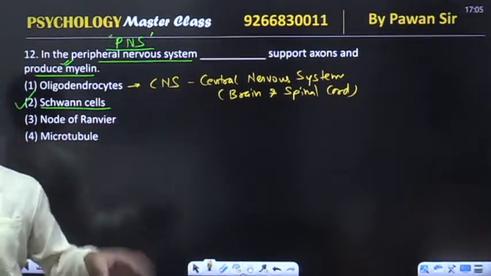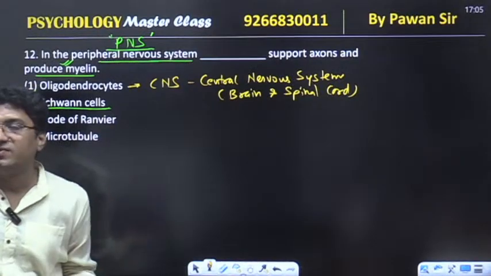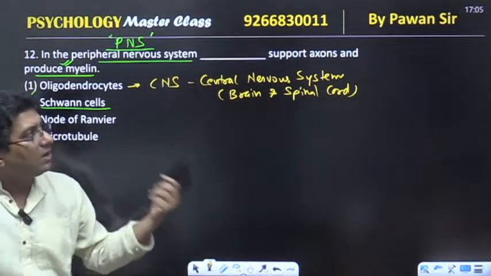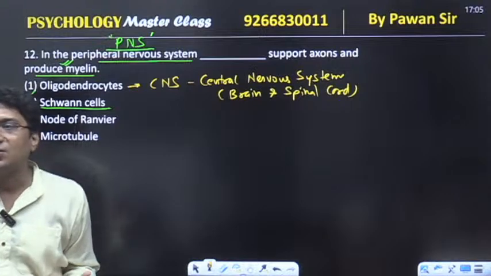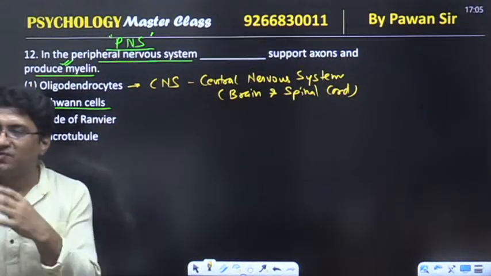So the question can also be asked as: in the nervous system, in the bodily nervous system, or within the brain, or within the spinal cord, which cells produce the myelin sheath? So the answers will remain the same.